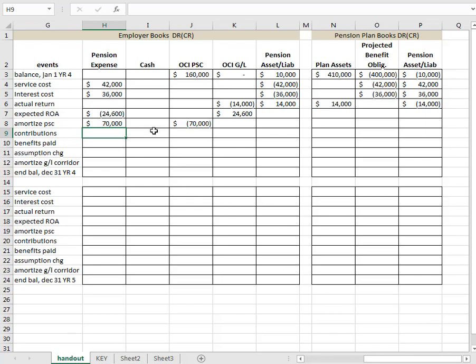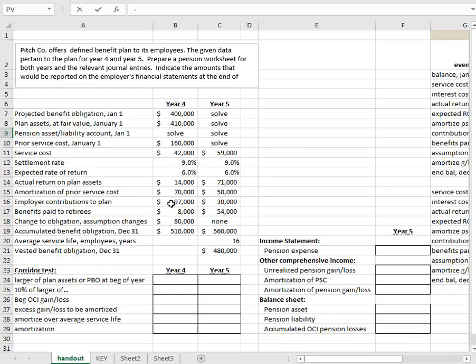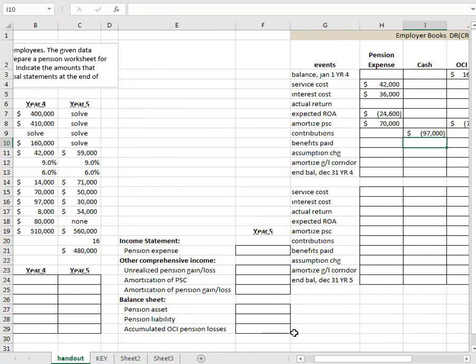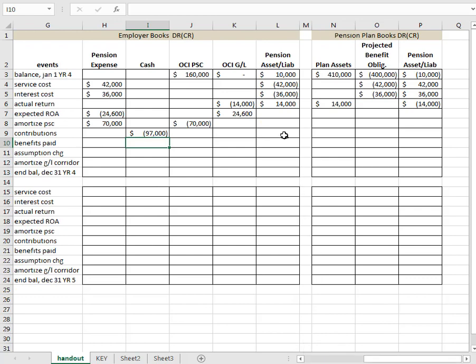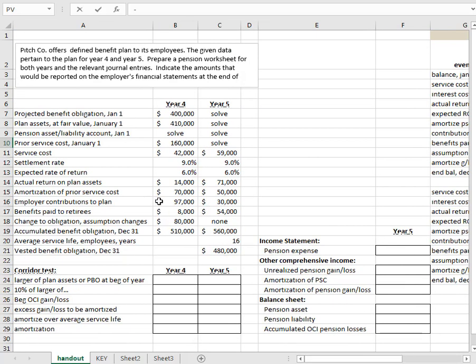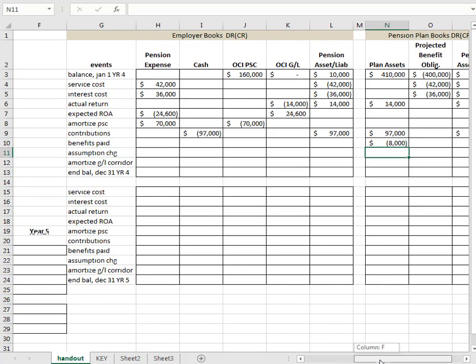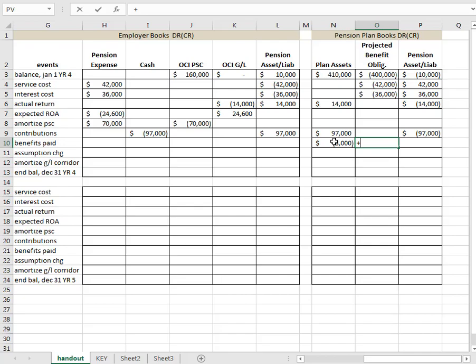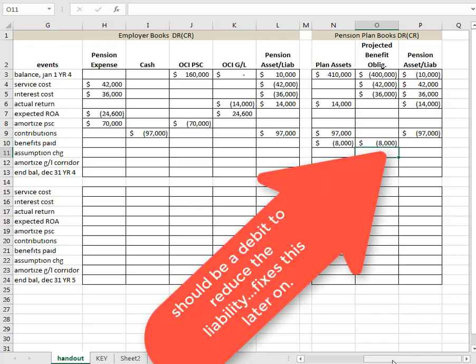All right, and then there would be a payment for the contributions, payment to the pension expense, contributions to the plan. That would increase their assets. All right, then we've got some payments. Payments reduce the assets and the obligation on the pension plan books, but nothing happens on the employer's books for that. And there's no change to the net assets for that either.